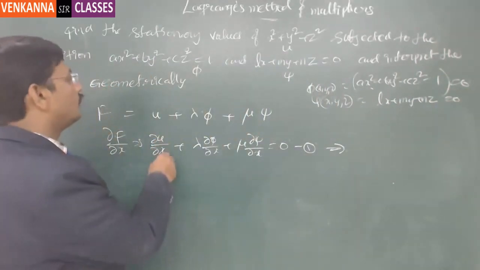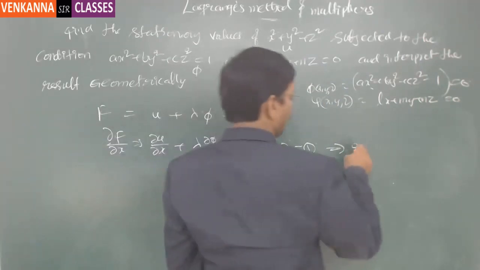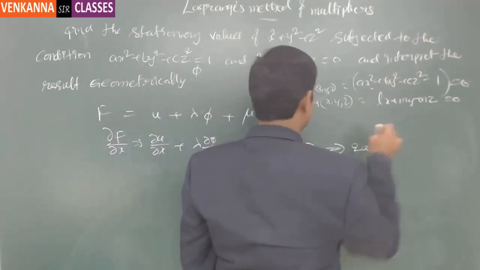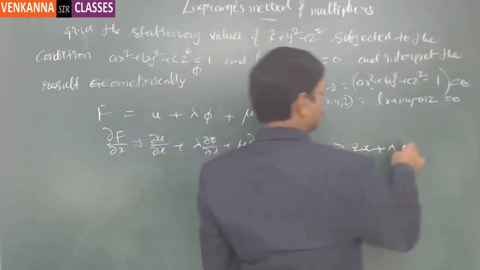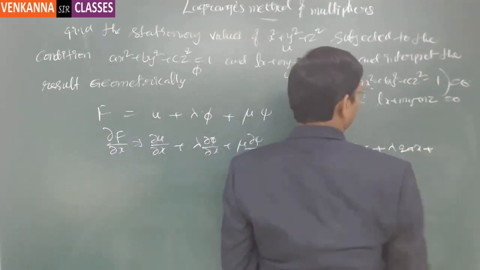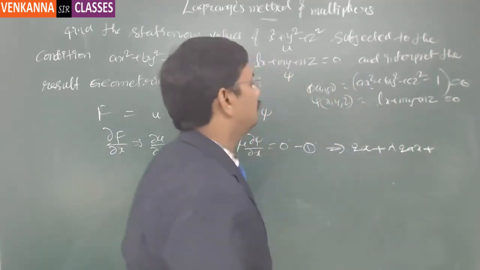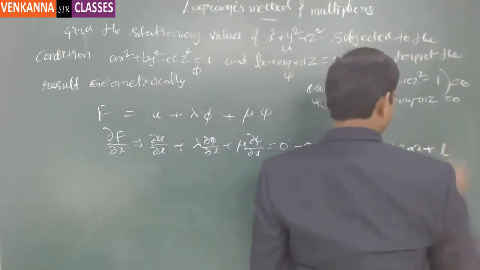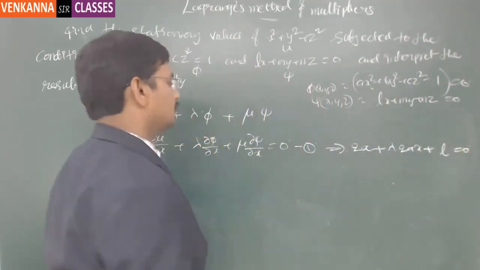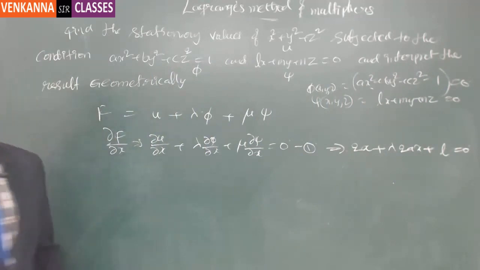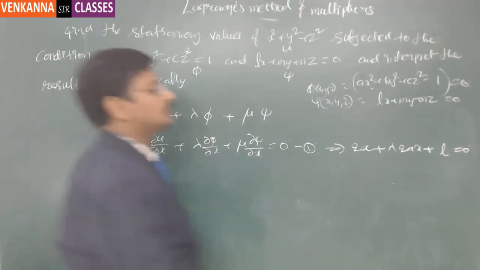Now here ∂u/∂x is nothing but 2x, plus lambda times ∂phi/∂x, which is 2ax, plus mu times l, equal to 0. So this is one condition. Similarly, you have to apply all the conditions, then solve for that equation. Got it? This is mu l here.